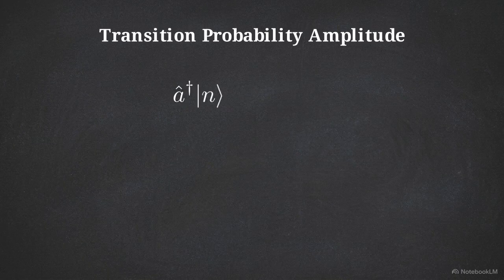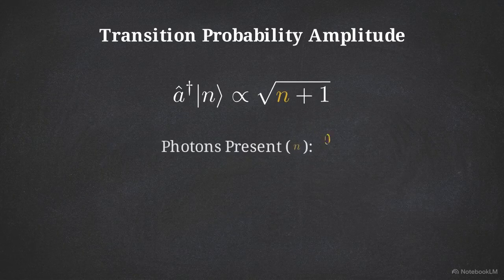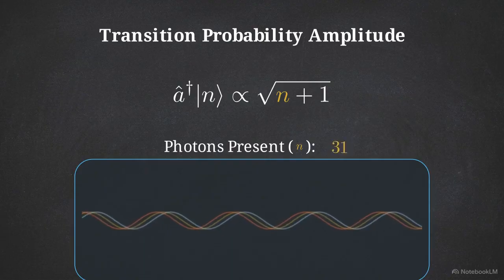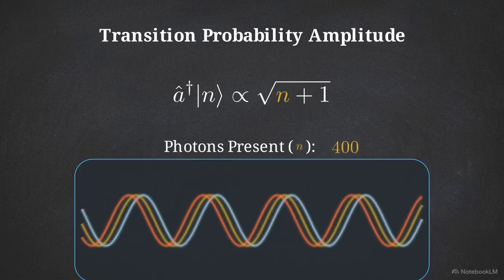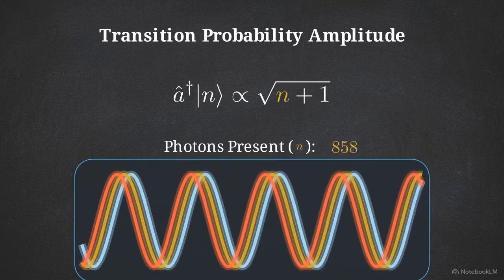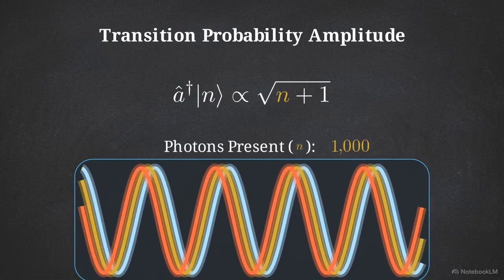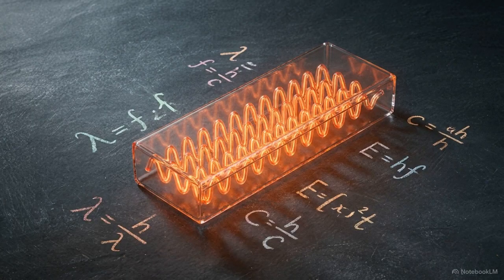Applying the bosonic creation operator yields a probability factor proportional to the square root of n plus 1. The n variable drives stimulated emission. The probability of an atom emitting a photon scales with the photons already present in that mode. This scaling mechanism allows lasers to multiply photons within a single quantum mode, producing high-intensity, coherent light.